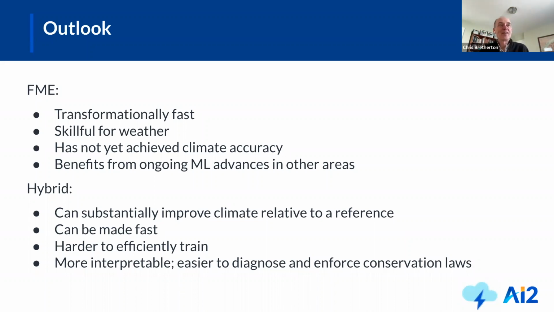And thinking about this more broadly in terms of global atmospheric model emulation, full model emulation is fabulously fast. It's skillful for weather, hasn't achieved climate accuracy, but it has the chance to benefit from huge ongoing ML advances in other areas because it adopts tools from other parts of ML.